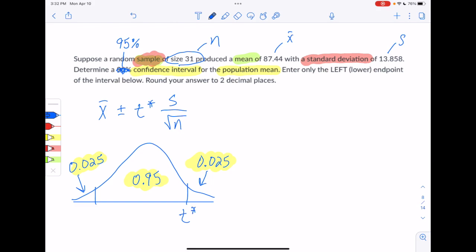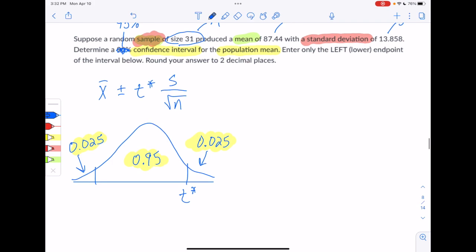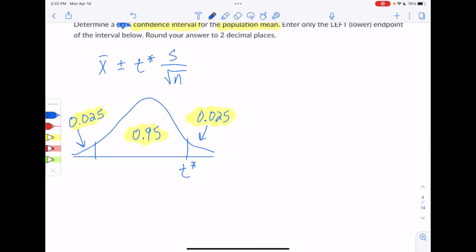So I'm going to find that using the t-table. I think that's the most efficient way to do it. And whether you're doing the t-table or using your calculator to find the t-score, you need to take the n they gave you of 31 and convert that to a df by subtracting 1 from it. So if n is 31, then our df will be 30.